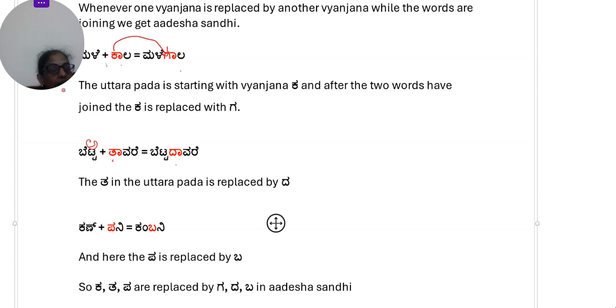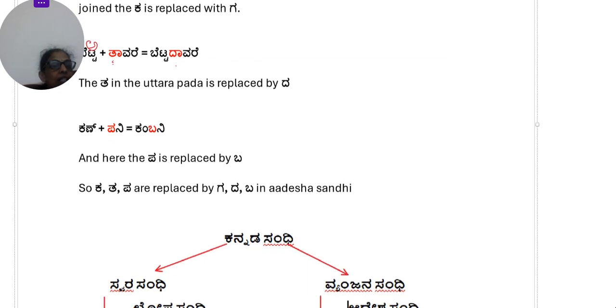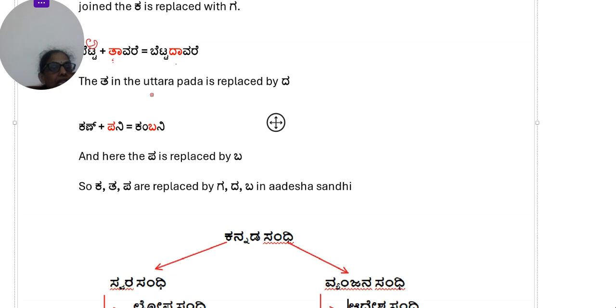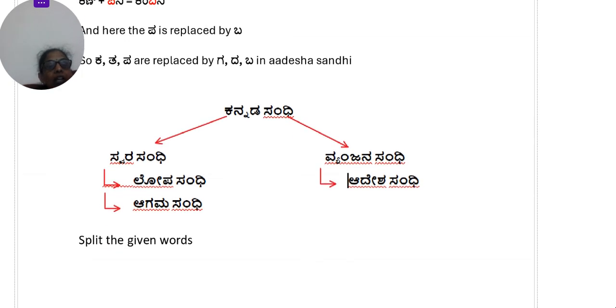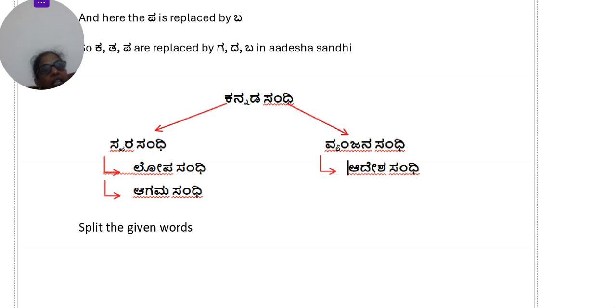See here, the first word, betta, when you split and write, it will end with a. So the first word is ending with a swara, but the second word is starting with a vyanjana. That is why it's a Vyanjana Sandhi, and ta is replaced with da. Same thing here also. Kan plus pani. Pa becomes ba here. So it becomes kambani. So Ka, Ta, Pa are replaced by Ga, Da, Ba in Adesha Sandhi. Now, just a quick recap. In Kannada Sandhi, we have Swara Sandhi and Vyanjana Sandhi. The first two, Lopa and Agama, are Swara Sandhis, and Adesha is a Vyanjana Sandhi.